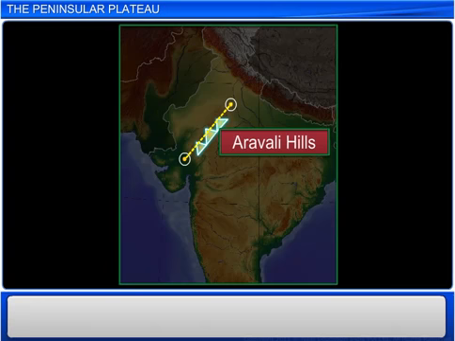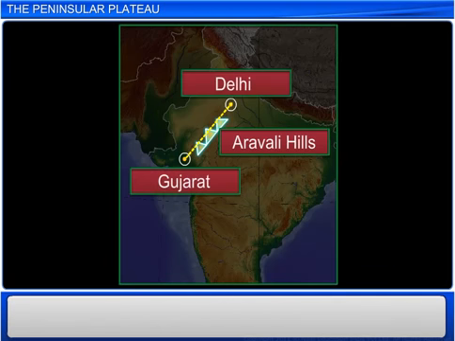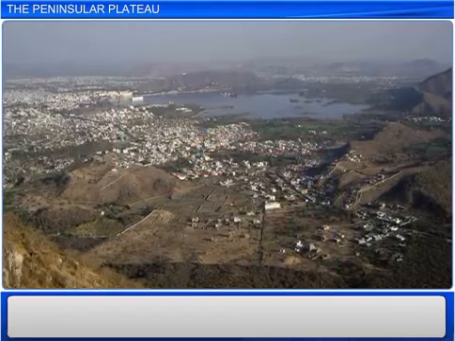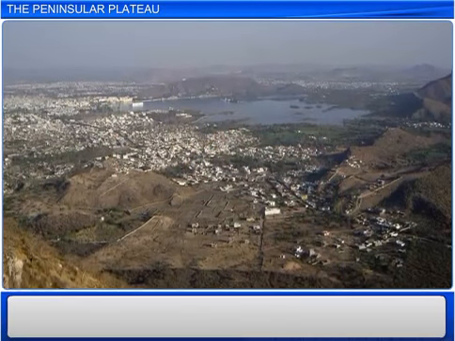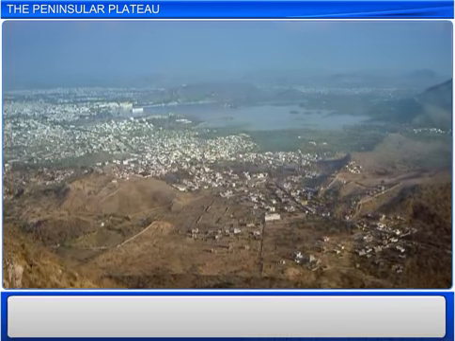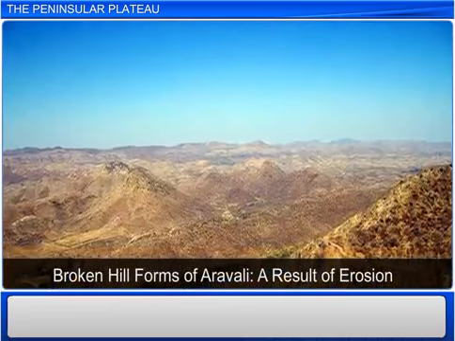The Aravalli Hills extend from Gujarat to Delhi in a southwest to northeast direction. This range once had extremely tall hills. However, millions of years of weathering eroded them, and they are now broken hill forms.